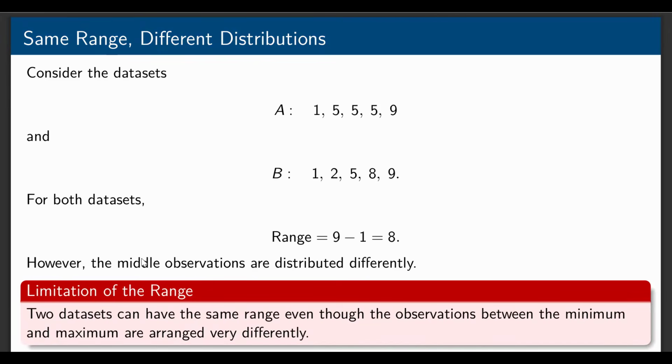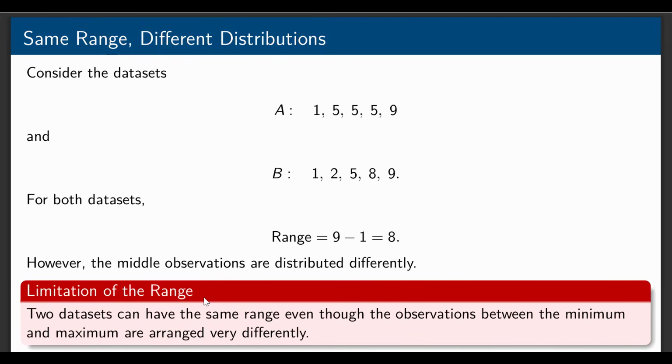But we see that the middle observations are distributed differently. For A, the numbers in the middle are 5, 5, 5. They are the same numbers. But for B, the numbers are different. So even though they have the same range, they are not distributed the same.